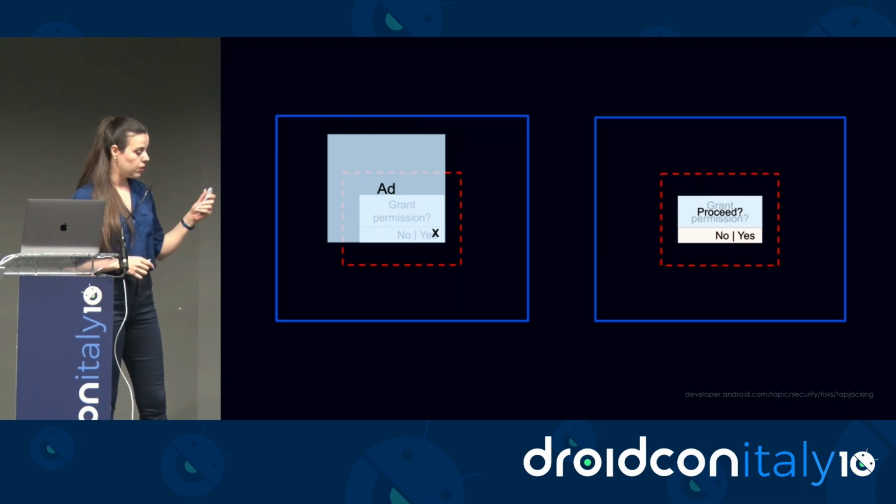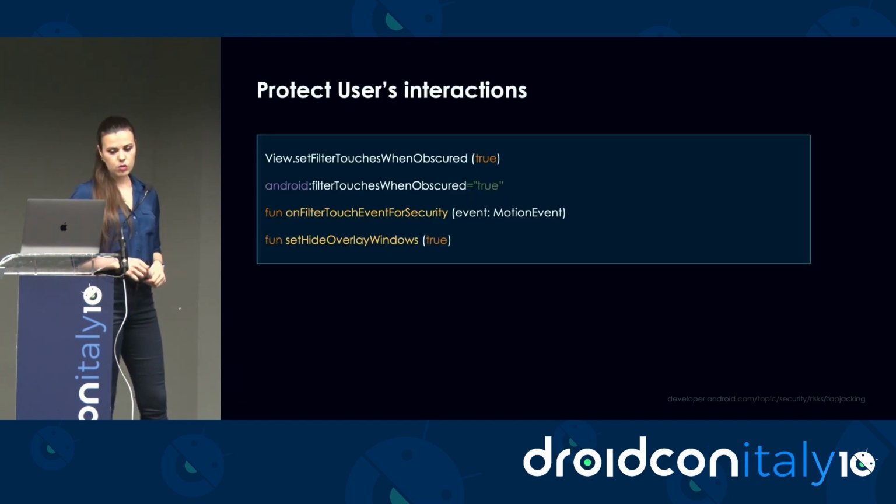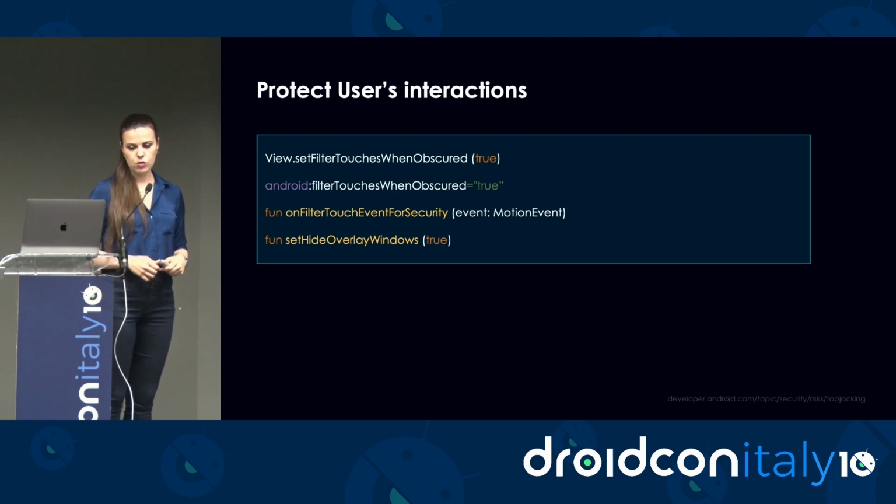A similar situation is in the other picture. This is, by the way, partial occlusion, where the overlay is placed only on the question. So the question is changed from "do you want to grant these permissions" to "do you want to proceed?" And if the user clicks yes, wanting to proceed, they will also grant these permissions. So this is, for example, what Tapjacking is. What we can do about it is, of course, use these lines of code.